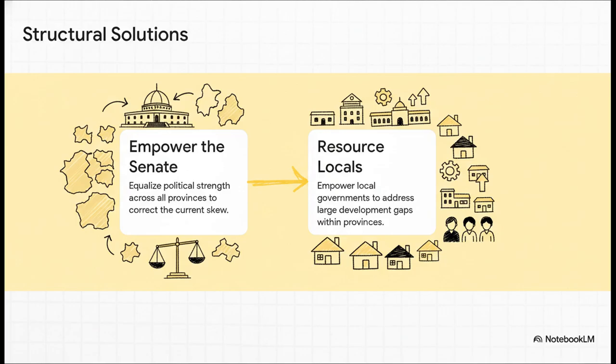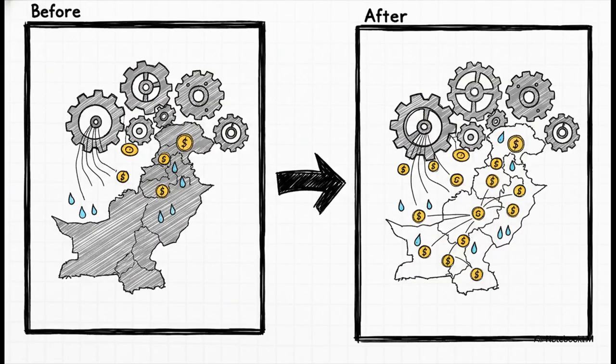First, empower the Senate. Because the Senate gives every province equal representation, no matter how big its population, strengthening it would help balance out political power. Second, give real resources to local governments. We saw those huge development gaps even within the same province, right? Well, empowering local bodies is the key to tackling those very specific local problems. So the big takeaway here is that this kind of approach goes way beyond just telling people to be nicer to each other. It's about actually re-engineering the political and administrative system to fix the fundamental problem of place-based inequality.